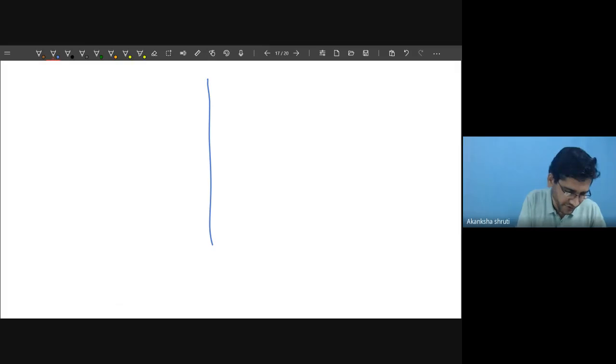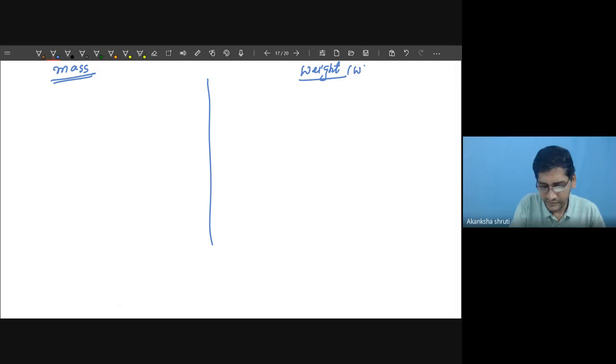So we are writing for the mass on left hand side and weight on right hand side. So here we have observed that weight of a body on earth is given by 10 m. Okay, the unit will be Newton.